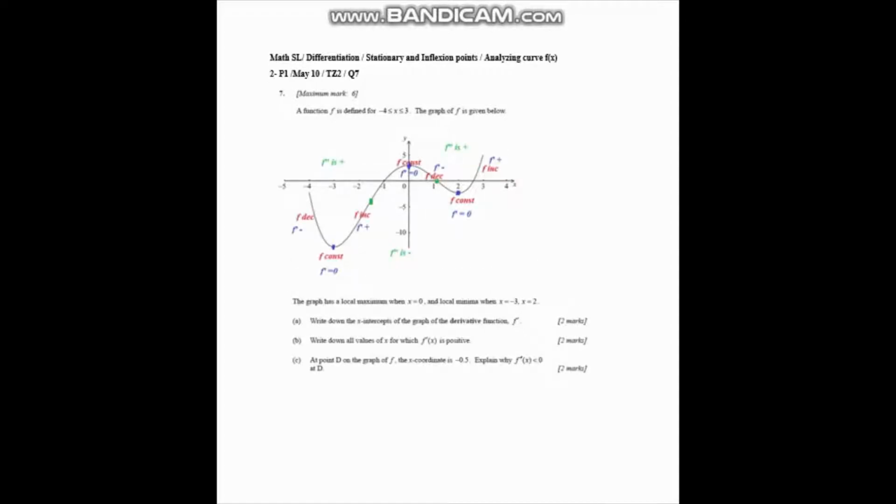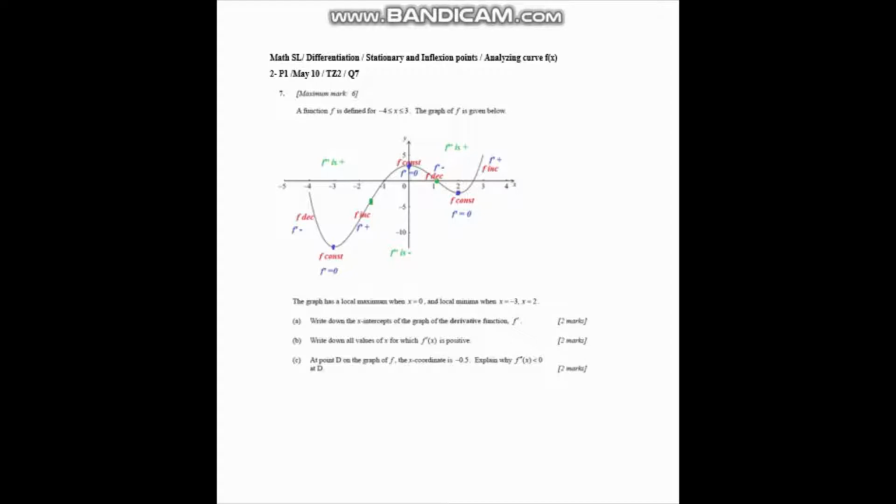I have done what I've done before. I've begun my analysis with the red labels. You can easily determine where f is decreasing or constant or increasing. Next, I translated the red into blue. When f was decreasing, I assessed that f dash would be negative. When f was constant, I assessed that f dash would be 0, and so on and so forth.